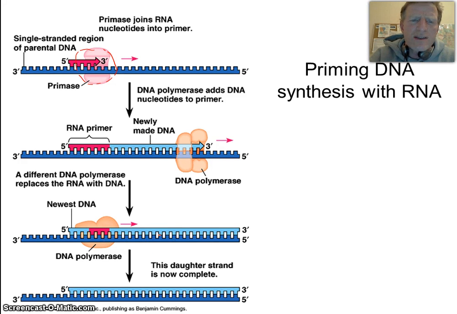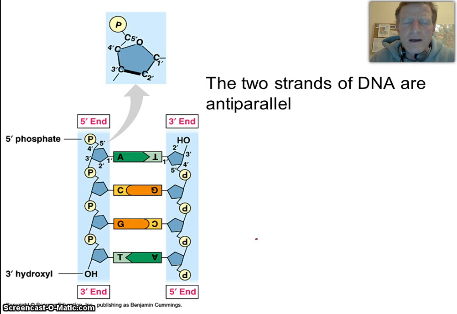Okay, and you'll notice here the DNA's got sides. It's got a 3 over here and a 5 over there, and 5s and 3s. What's going on with that? We need to talk a little bit about that. DNA is actually what we call anti-parallel, and the best way to think about it is DNA is more like a 2-lane road where cars go in one direction on one side of the road and in the other direction on the other side of the road.